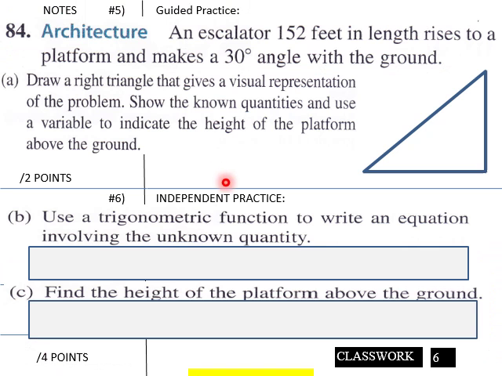Yeah, you could find that as well. So, architecture: an escalator 152 feet in length rises to a platform and makes a 30-degree angle with the ground.